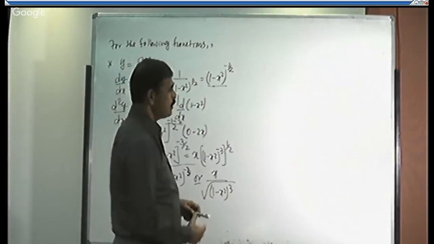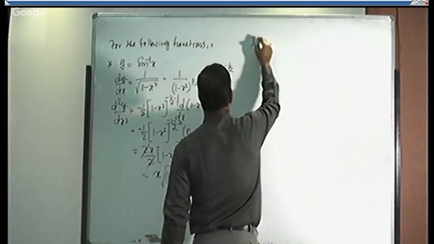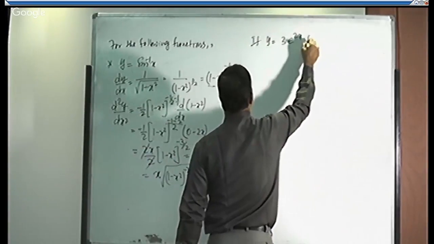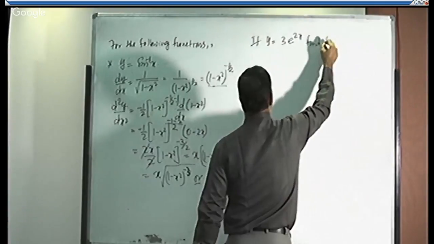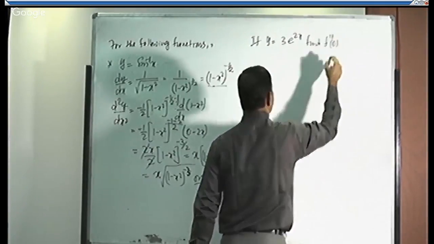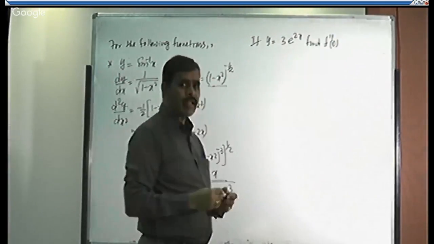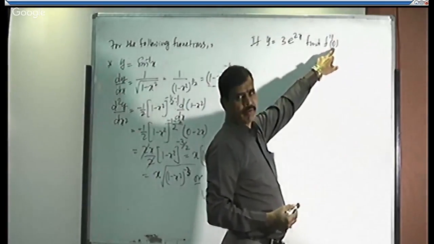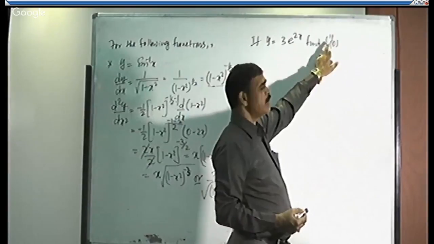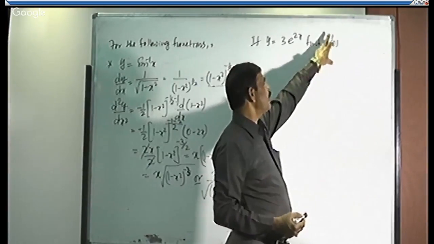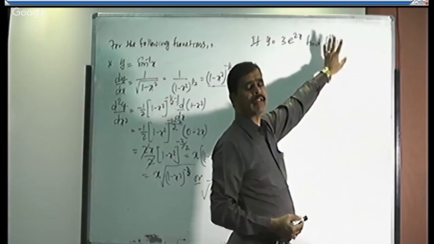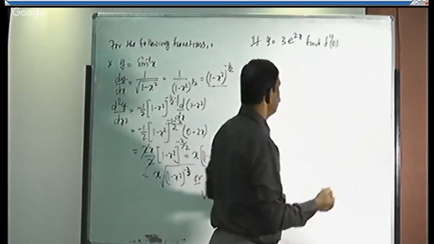Okay, sometime they will ask you like this: if y is equal to 3 e to the power of 2x, find f double dash 0. It means after getting d square y by dx square, put x is equal to 0. F double dash x is d square y by dx square. F double dash 0 means find d square y by dx square, then put x is equal to 0.